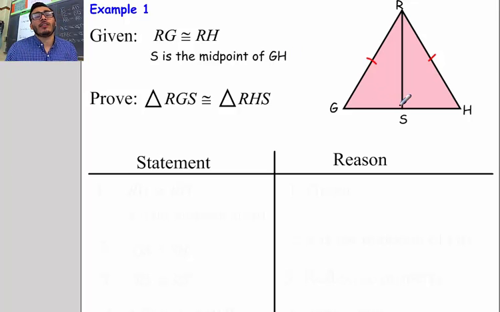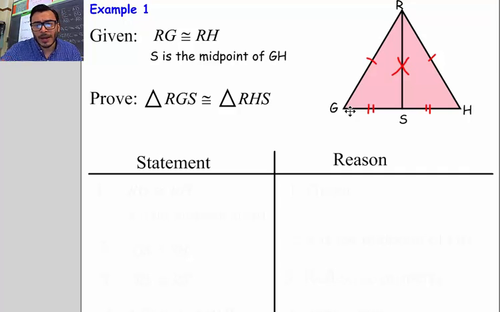Then I'm also given that S is the midpoint of GH. So what can I reason from that? Well, if S is the midpoint of GH, then GS is congruent to SH, because a midpoint creates two congruent segments. And then finally, and I probably should have mentioned this first, I do have a reflexive property here. RS is congruent to RS. So what am I trying to prove? I'm trying to prove that these two triangles are congruent to each other. And by looking at the marks in the diagram, you should be able to tell that you can use the side, side, side method to prove that the triangles are congruent.